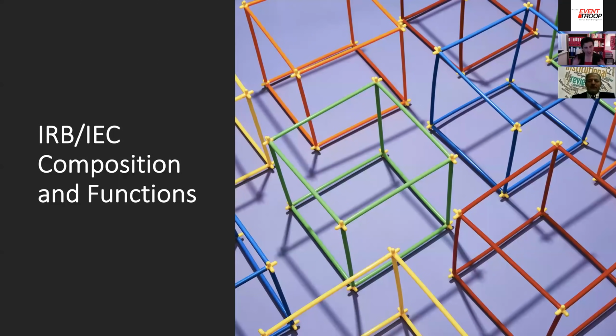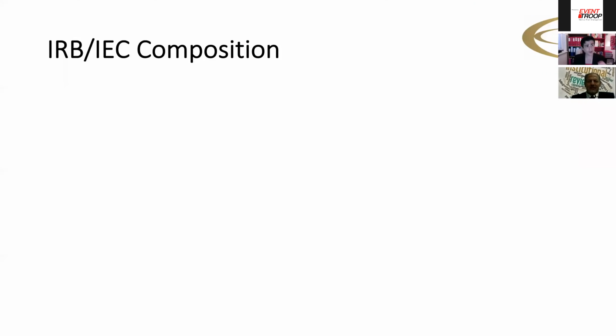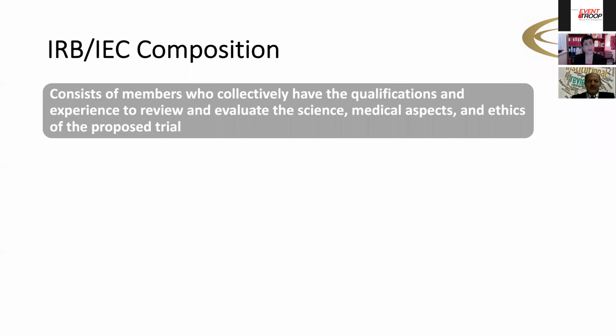So now, having said that, what is the ethics committee made up of? Who can be on the ethics committee or the IRB? Now I'll say a few words about the composition and the functions of an IRB/IEC. This is all according to Good Clinical Practice, GCP Section 3. What it says is your ethics committee must consist of members who collectively have the qualifications and experience to review and evaluate the science, the medical aspects, and ethics of the proposed trial.